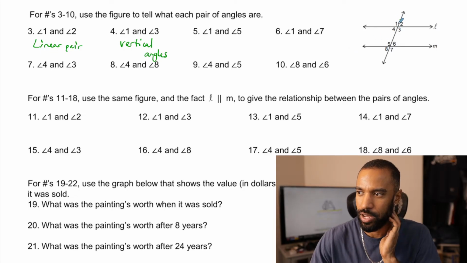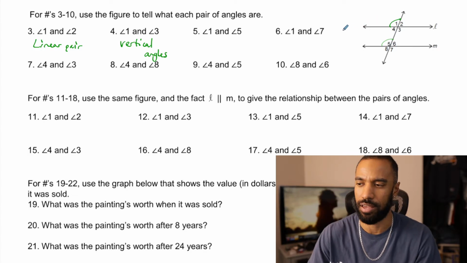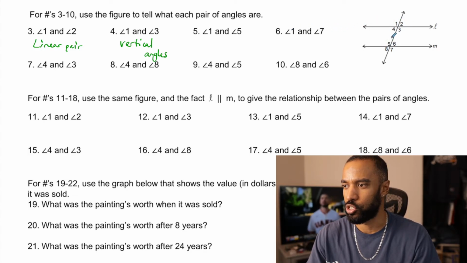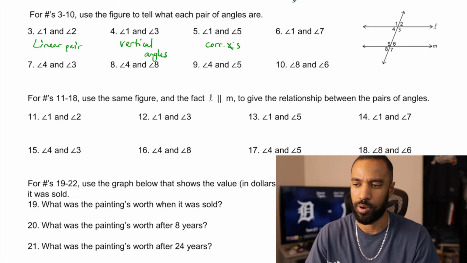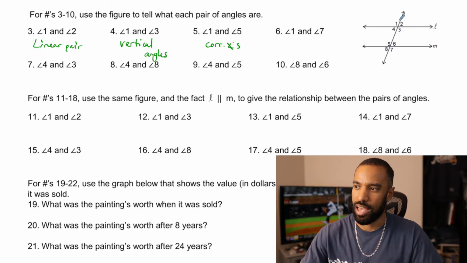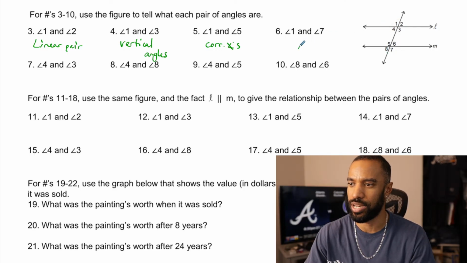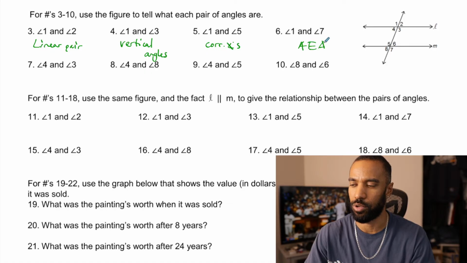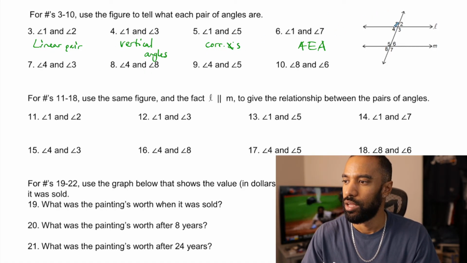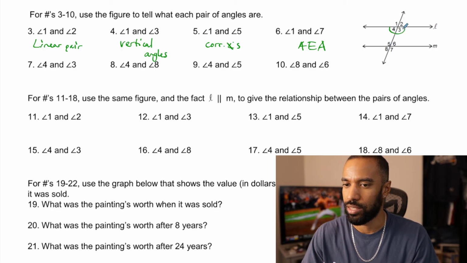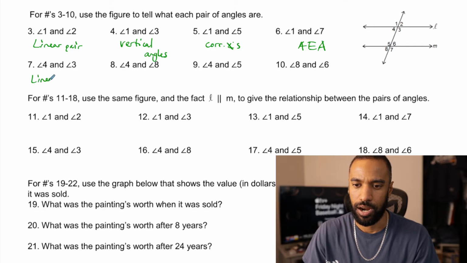1 and 5, these are angles that face the same direction, same side of the transversal, that up and left thing. Examples like 1 and 5 or 2 and 6 are known as corresponding angles. 1 and 7 on the outsides, opposite sides of the transversal, are known as alternate exterior angles. I will abbreviate that as I say it out loud. Alternate exterior angles. 4 and 3, that's another linear pair right there for you. Linear pair.